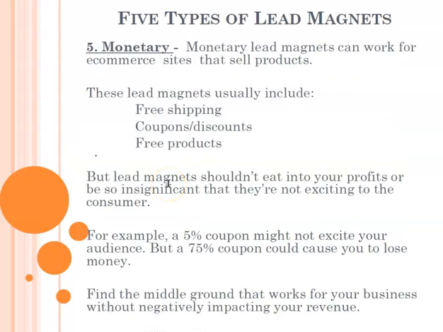In this particular slide, where we talk about the 5th type of lead magnet, this is how it will normally look, or something that it may include. Let's say someone comes and purchases something from you, then you could give them free shipping. There are a lot of platforms that offer free shipping online. Coupons and discounts. We all like to save money. So these are some ways in which you can offer a monetary type of lead magnet. And then, of course, free products.